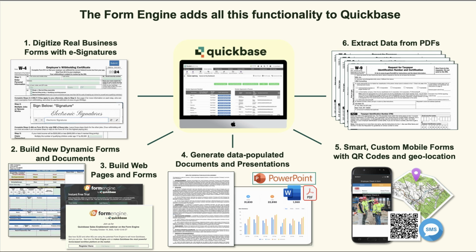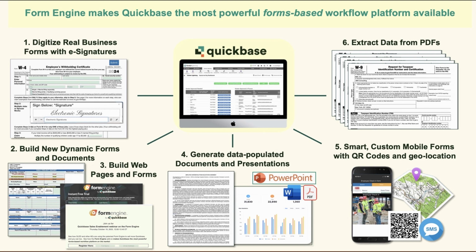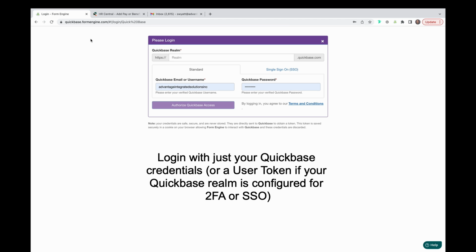If you need any of this functionality or all of it, you need the Form Engine because you get it all in one, fully integrated, no pipelines needed. And that gives your organization the most powerful forms-based workflow platform available. It can also replace third-party tools you may be currently using, like Docusign, FormStack, and Exact Forms, all with one product.